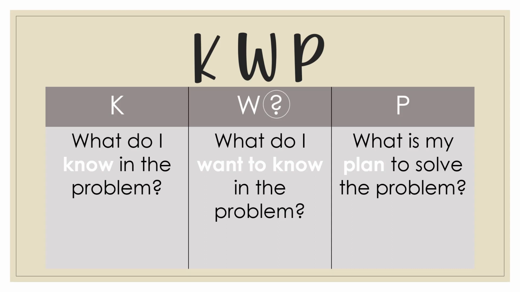To start, I have to make a KWP chart. I'm going to draw two lines going down so that I make three columns. And at the top, I'm going to put K, W with a question mark, and a P. My K stands for what do I know in the problem. My W stands for what do I want to know in the problem. My P stands for what is my plan to solve the problem. Let's look at a word problem and see how we can use the KWP chart to solve.